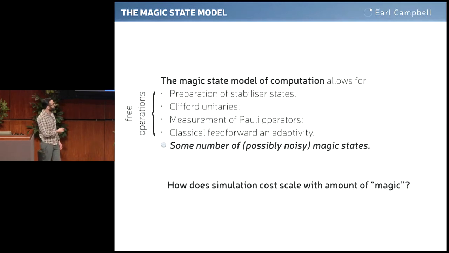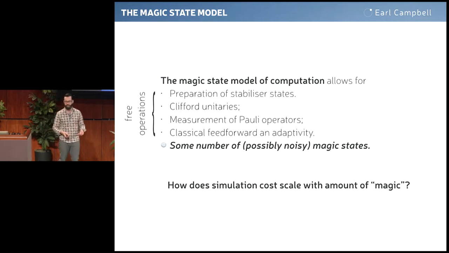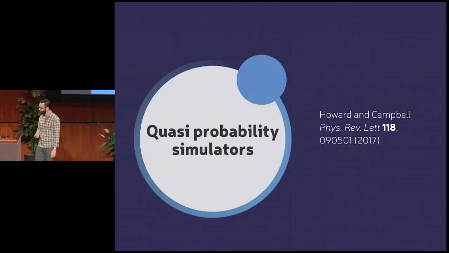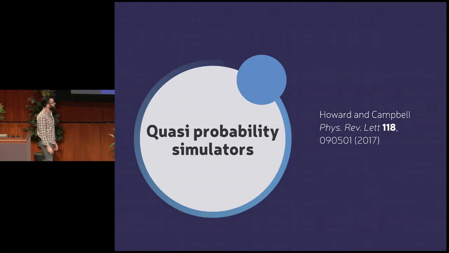And we ask, what is the simulation cost in terms of how many magic states there are, or how much magic there is? If we think like entanglement theory, we're not just interested in how many entangled states we have, but how much entanglement there is. So there's an analogy here between the resource theory of entanglement and magic. So I'm on the first of my three categories of simulators that I want to talk about today. The first class are these quasi-probability simulators, and I'm mostly going to talk about work with Mark Howard.